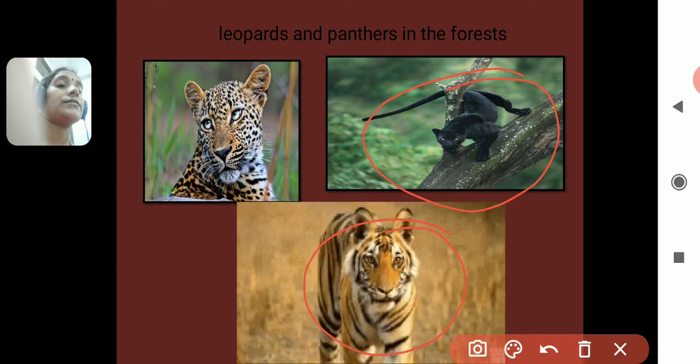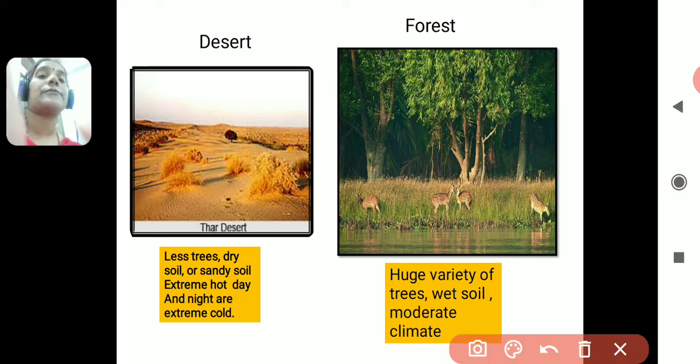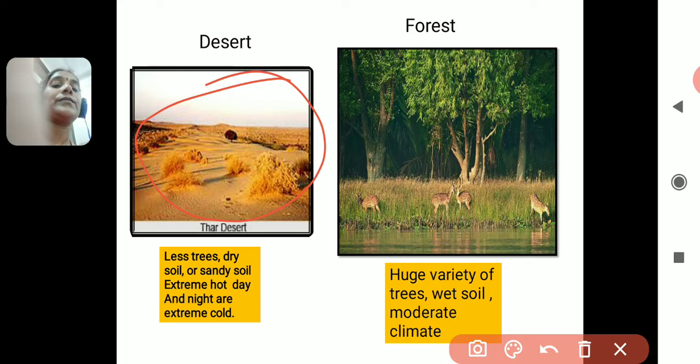Now, next. If we compare the climate of desert and forest, students, can you imagine the lion can survive in the desert, students? Is it possible? No. The lion can't survive in deserts. Why? Let's observe some features or qualities of the climatic condition of the desert.